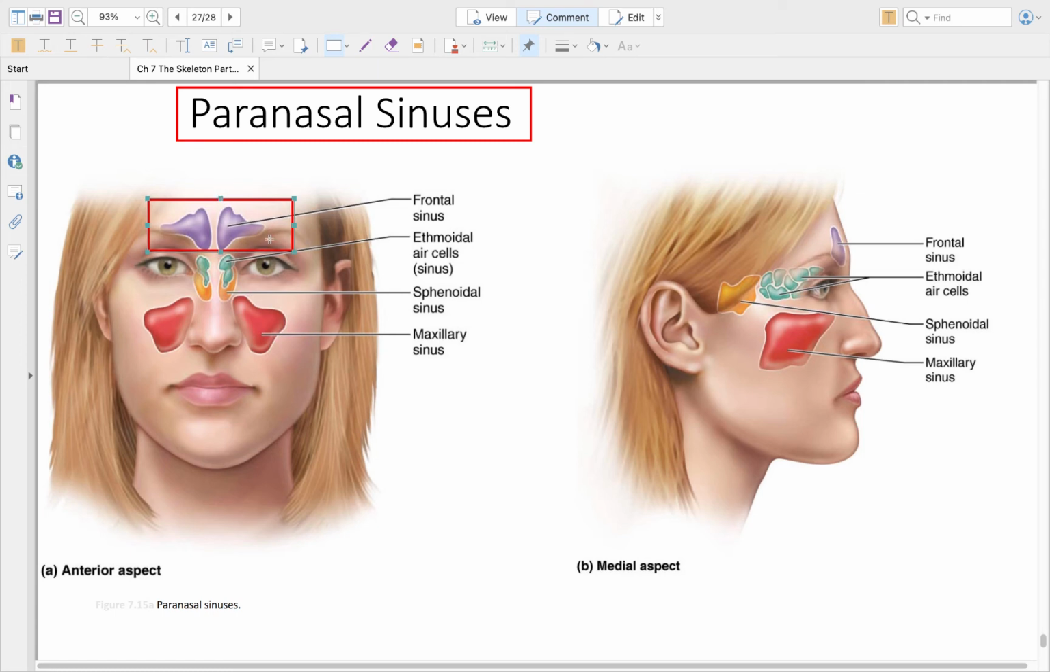Now that's the frontal sinus, the ethmoid sinus in green, the sphenoid sinus in orange, and in red, the maxillary sinus. The ethmoid sinus from the side view is pretty interesting because it's several air sacs, clusters.